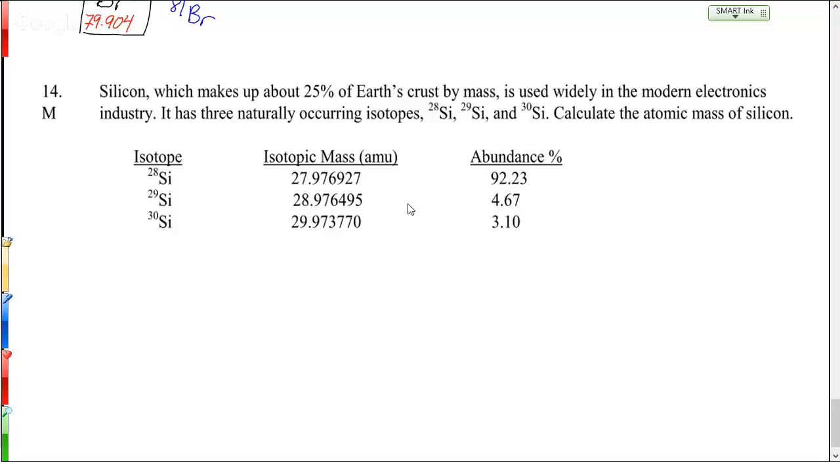Actually, it looks like you did it right. Oh, it's because you gotta use these numbers, it's just a significant figure. Because you gotta use these masses. Okay. But you did it right. Okay. All right, let's look at this one.